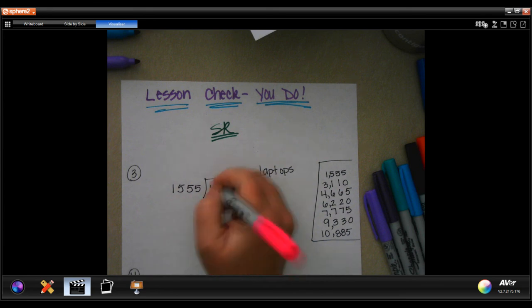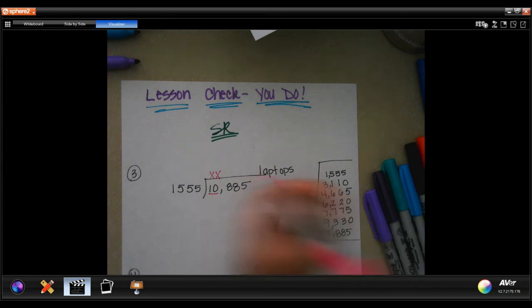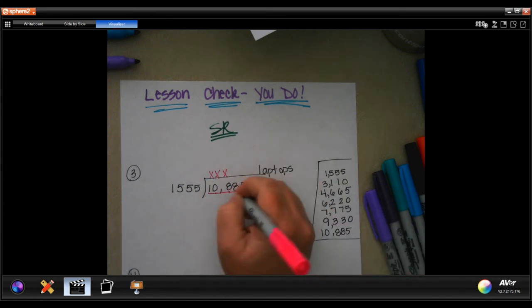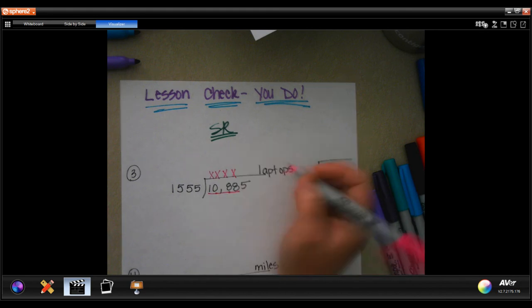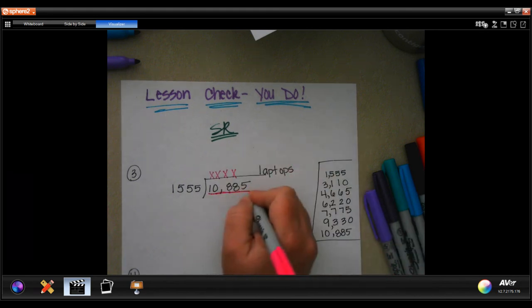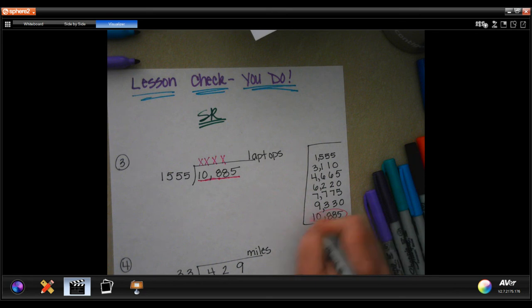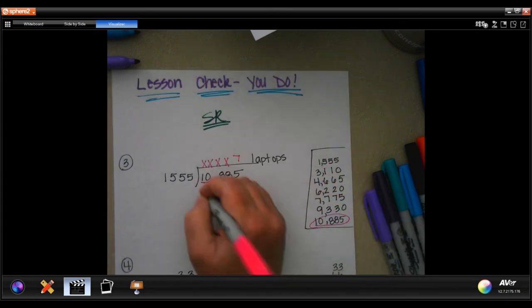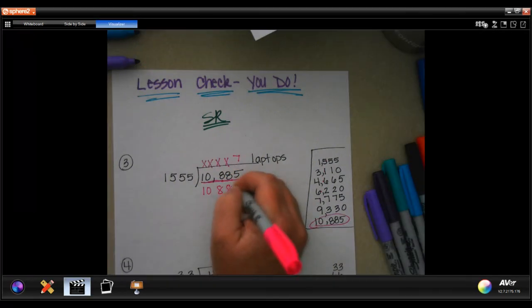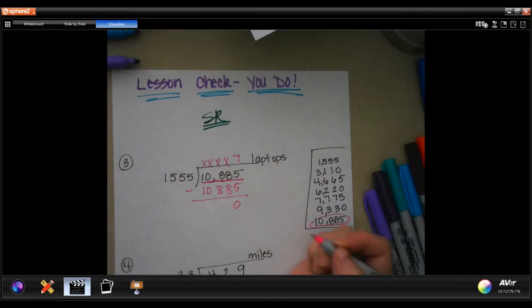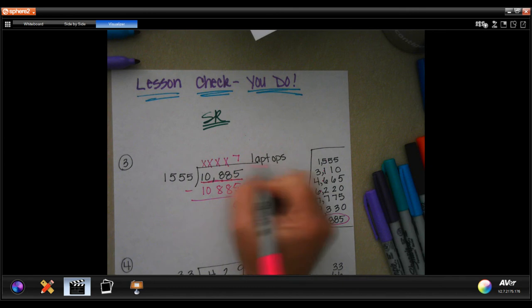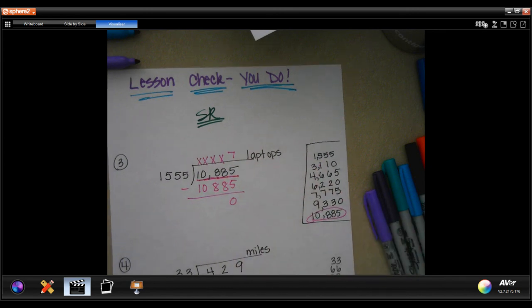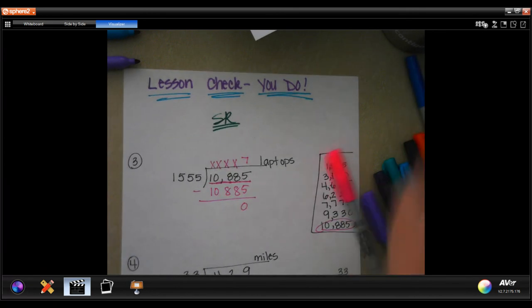So I know that 1,555 is not going to go into 1. I'm going to put a placeholder. Not going to go into 10. I'm going to put a placeholder. It's not going to go into 108. I'm going to put a placeholder. It's not going to go into 1,088. Placeholder. But it does happen to go into 10,885. 1, 2, 3, 4, 5, 6, 7 times. 7. Boom. Subtract 0. So your answer is going to be 7 laptops. Okay? All right. Next.